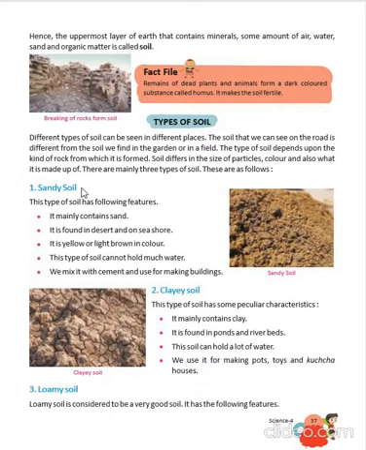First one, sandy soil. This is sandy soil. It mainly contains sand. It is found in deserts and on the seashore. Its color is yellow or light brown. This type of soil cannot hold much water. When this soil is mixed with cement, it is used for making buildings.